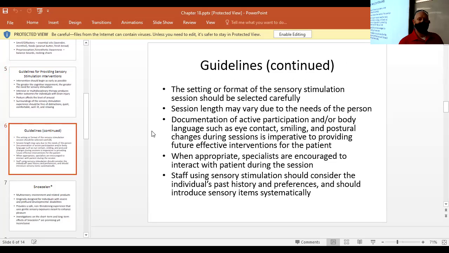Some more guidelines here. The setting or format of the sensory stimulation should be selected carefully based on who you're working with, based on what you have available, and based on where their sensory needs are. Those sorts of things all come into play. Again, like I said, the session length may vary due to the needs of the person. Some people need more sensory stimulation activities than others.